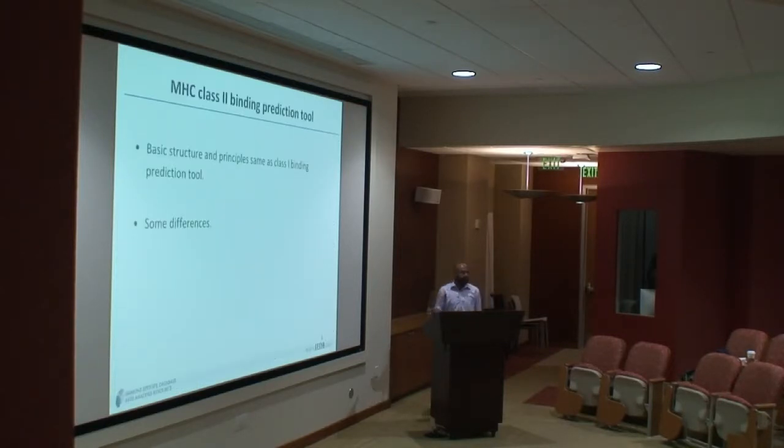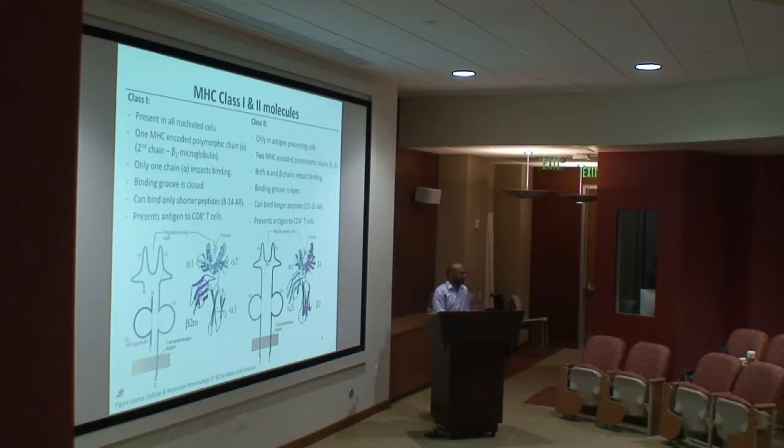So the basic structure and principles of the Class II binding prediction tool are essentially the same as Class I, which Sandeep went through in detail. So I may not go into much detail on what is essentially the same as Class I, but there are some differences which I will go through in detail. The differences in Class II binding prediction tools are essentially derived from the structural differences between MHC Class I and Class II molecules.